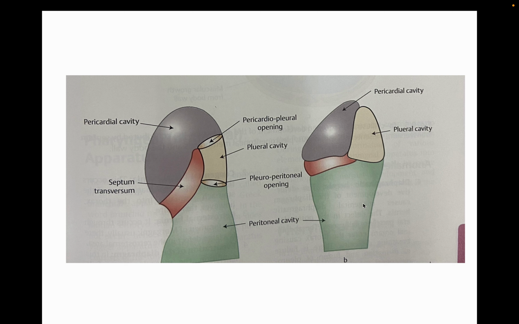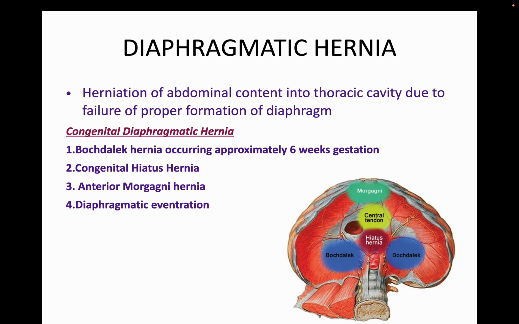So again the section showing that the septum transversum forming the central tendon, pleural cavities, pleuroperitoneal openings are there. So later on they fuse and a membrane appears which separates these cavities from each other. Now coming to the applied aspect, because the diaphragm is developing from different embryological components, if any arrest is happening in the development of any particular component, definitely it leads to pathology. So diaphragmatic hernia is herniation of the abdominal content into the thoracic cavity due to failure of proper formation of the diaphragm. So one of them is the congenital diaphragmatic hernia.